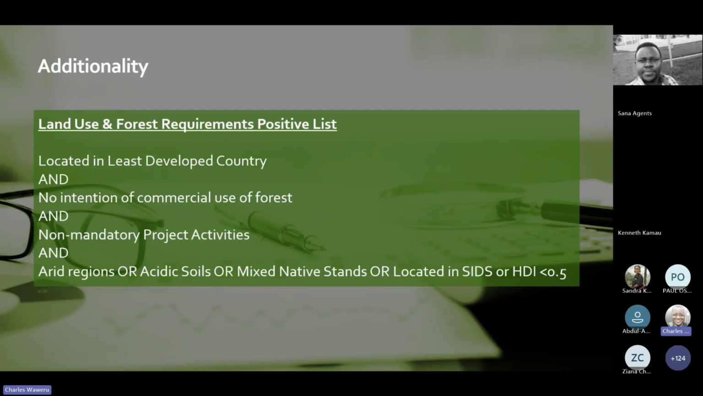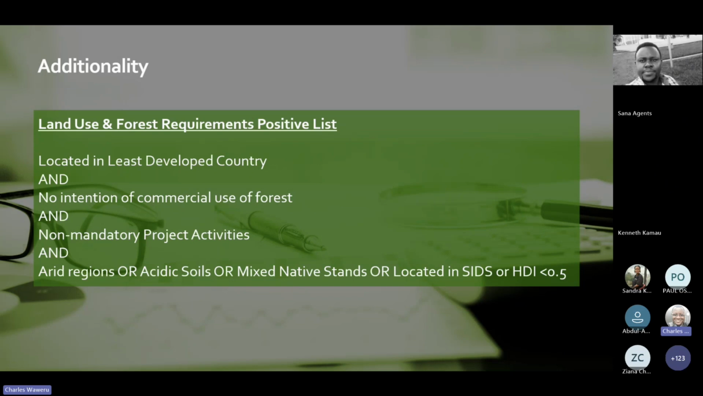I'm seeing there's a question here on whether Kenya is an LDC. No, Kenya is not an LDC country, but that doesn't automatically mean you're not meeting the LUF requirements, because of the other LUF requirements. So the 3 mandatory LUF requirements: number 1, the project is located in a least developed country. If not, let's look at the second mandatory requirement. The project has no intention of using timber or non-timber products derived in the forest area for commercial purposes. Okay, remember the nuances I gave. That is the second requirement.